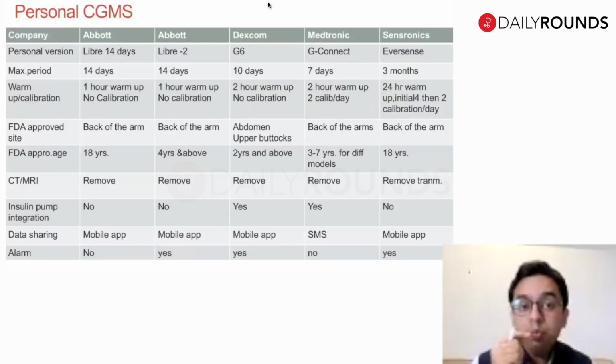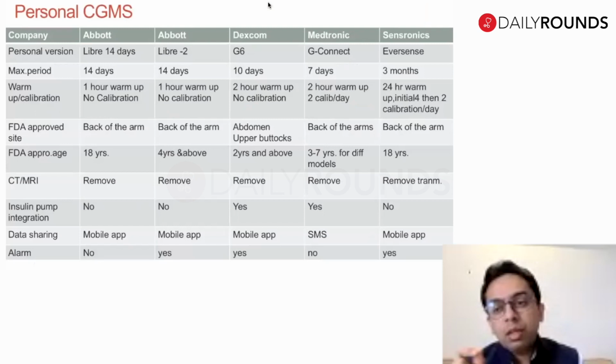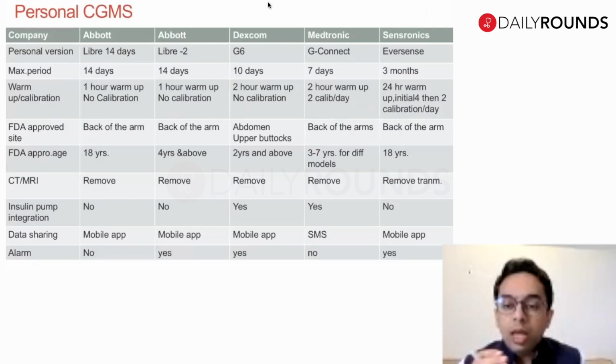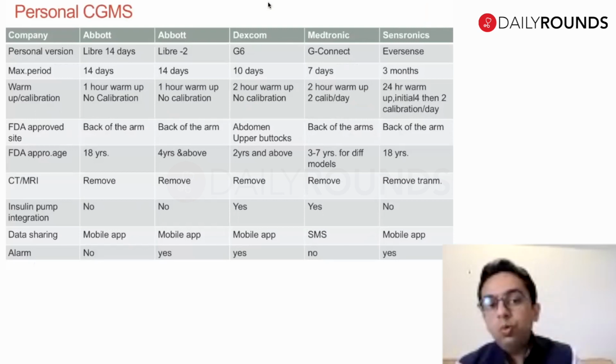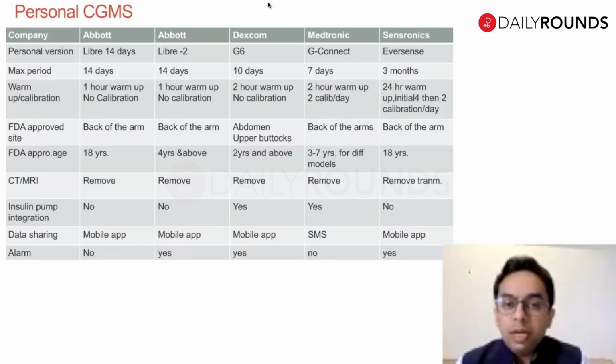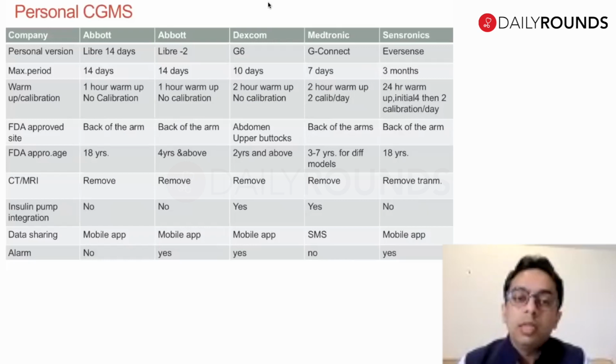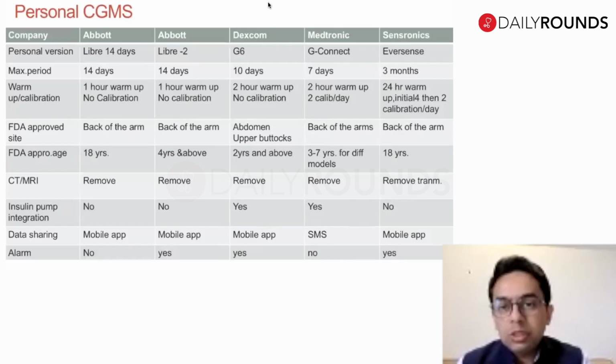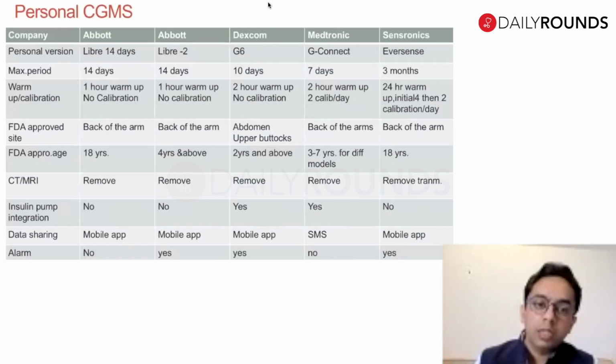Then coming to personal CGM, where the patient will have access to his blood sugars. So we have two versions for Abbott. In fact, Libre 3 is also available. Libre 2 and Libre 3 are not available in India. Libre Pro and just the Libre, I would say Libre 1, are available in India. Dexcom G6 is available. Medtronic G Connect is available. Eversense is still not available in India. So these are the personal CGMs.